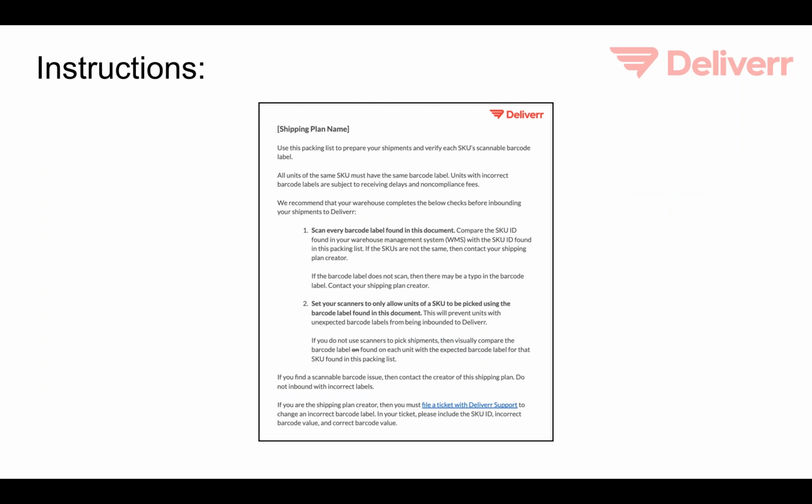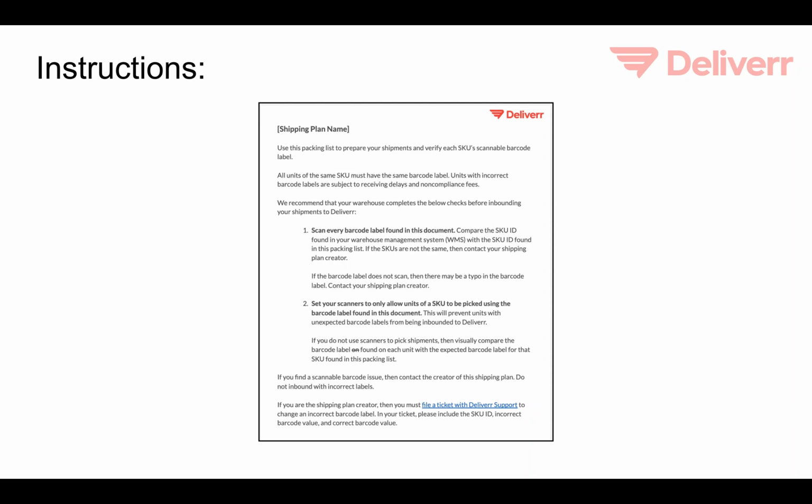The first page of the packing list will show detailed instructions for your packing facility to follow in order to ensure that all products are barcoded correctly. The instructions will ask that your packing facility scans every barcode label found in this document and compare the SKU ID found in your warehouse management system, or WMS, with the SKU ID found in this packing list. If the SKUs are not the same, your packing facility should notify you immediately so you're able to resolve prior to inbounding the product.